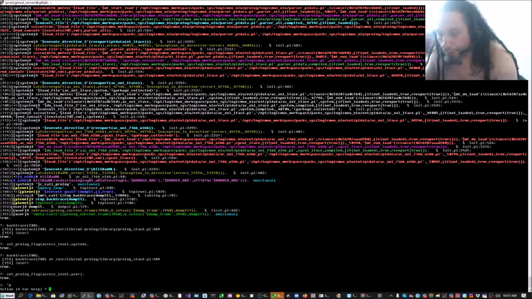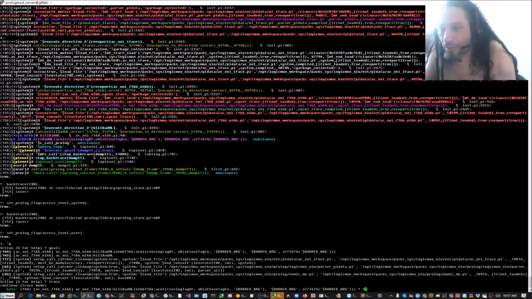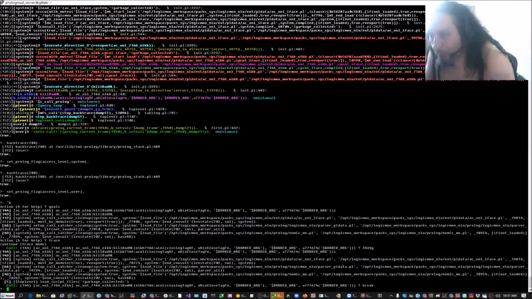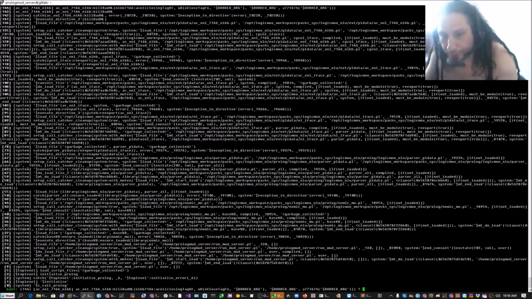Another way of getting a backtrace is ask it for goals. Okay, well, I can actually see what it's doing here. And I can actually get a goal stack here. So what I did is I said, please give me all of the stack trace you're willing to give me. And it was only willing to give me that much. Okay, so I'm going to set the access level to system. And now I'm going to ask it the same thing. It's willing to give me a lot more.